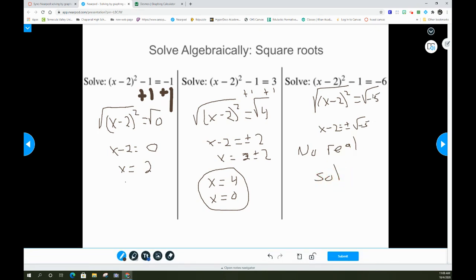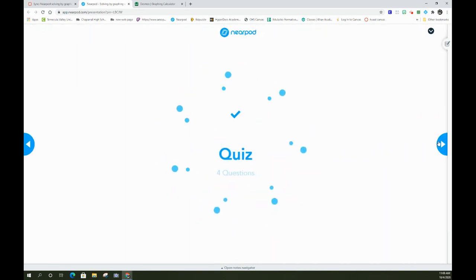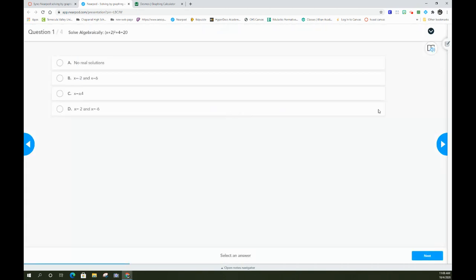All right, so again, whenever you're solving algebraically, when do we get no real solutions? When there's a negative inside the radical. And graphically, we get no solutions when the 2 graphs don't intersect. And we'll check right here. Okay, solving algebraically here. So I'm going to subtract 4. Let me see if I can show my work.